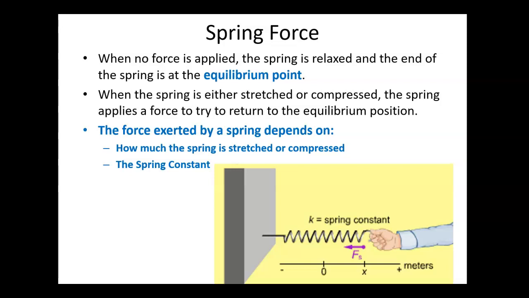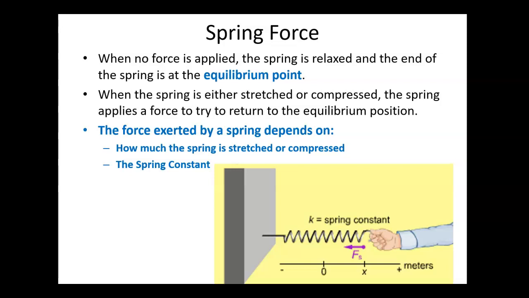But when we talk about spring force, this is just a general description of the way that springs behave. So when no force is applied, the spring is relaxed and it is at its equilibrium position. If you look at the end of the spring when there is no force applied to it, that position of the end of the spring is called the equilibrium point. Then the spring can be either stretched or compressed.